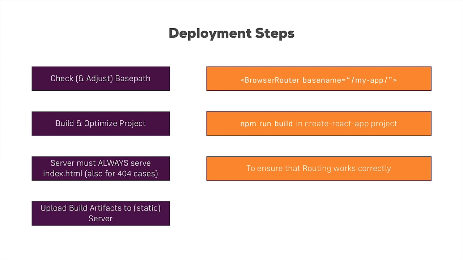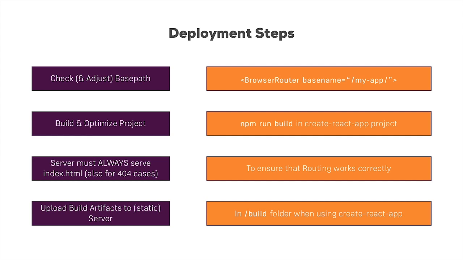So a static server like AWS S3, GitHub Pages, or Firebase, or any other server will do. And you just upload the build artifacts, not your entire project folder. The build artifacts will be stored in a /build folder, and I will show this to you in a second. And that's actually all. That is how easy it is to deploy your React application. Let's now do this together in the next lecture.